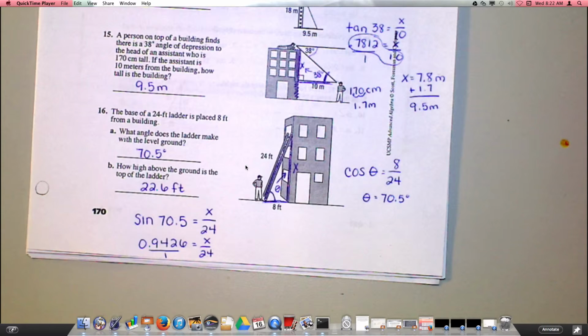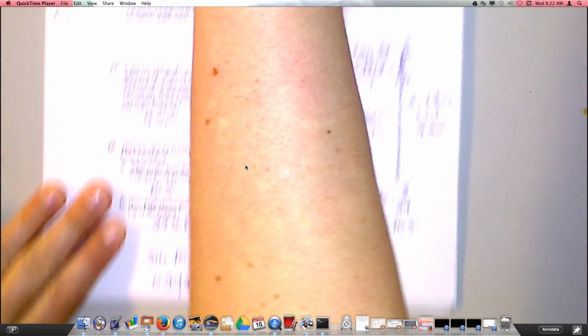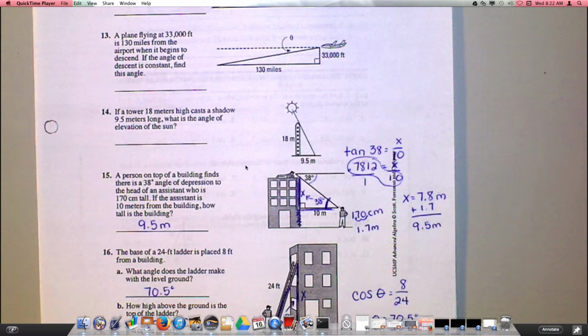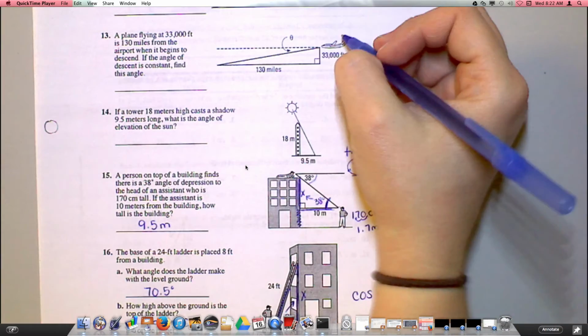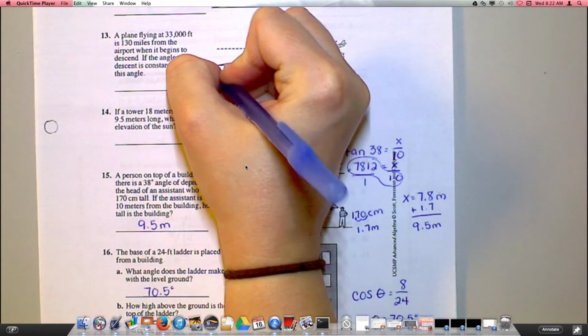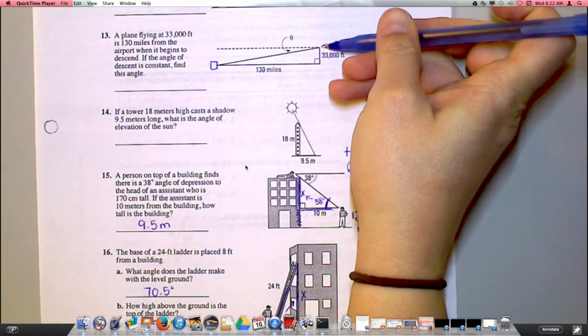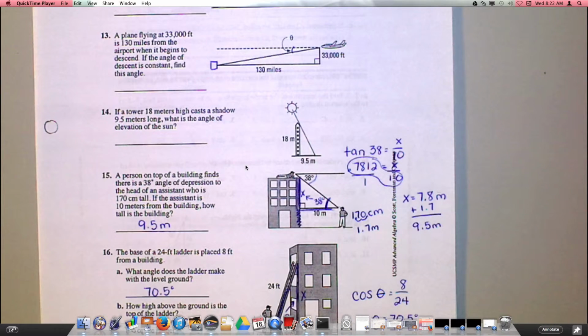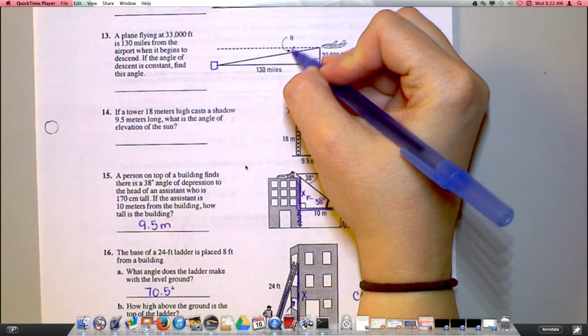Let's do one more together. Emily? 13? Okay. There was one very similar to this in your notes for number 13, except this one is asking about an angle of descent instead of an angle of ascent. The plane is flying along here, and it sees that the airport is over here, and it wants to start descending. So what angle does it need to turn at? Remember, it's flying along horizontally, and it wants to turn this way. So this is the angle that I'm trying to find.